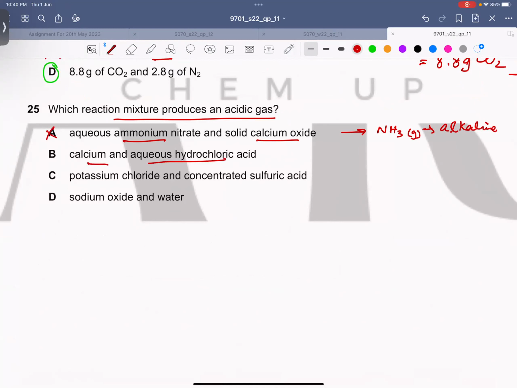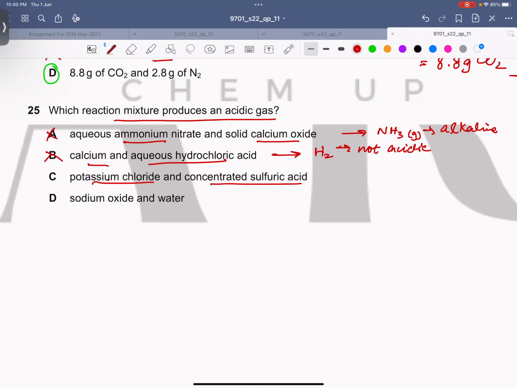Calcium and aqueous hydrochloric acid would give us hydrogen gas, which is neither acidic nor basic. B goes wrong. It's not acidic.